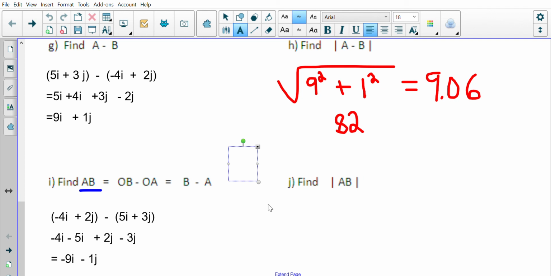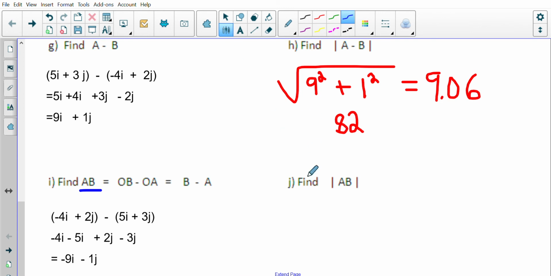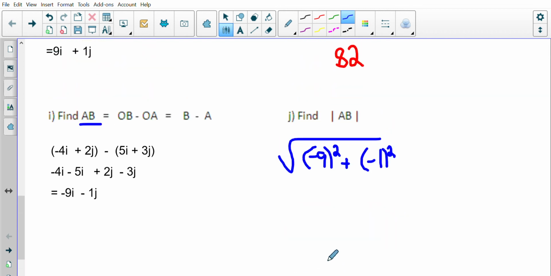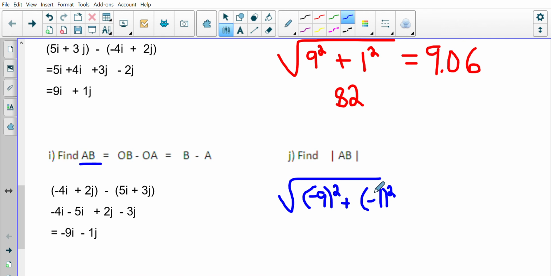Now I want to find the magnitude of AB. Again, I'm going to use the Pythagorean theorem. One side here is a minus 9, so I have a minus 9 squared, plus the other side, a minus 1, so a minus 1 squared. Minus 9 squared is positive 81, a negative times a negative, and negative 1 squared is 1. So again, I'd have the square root of 82, which, lo and behold, is equal to 9.06.